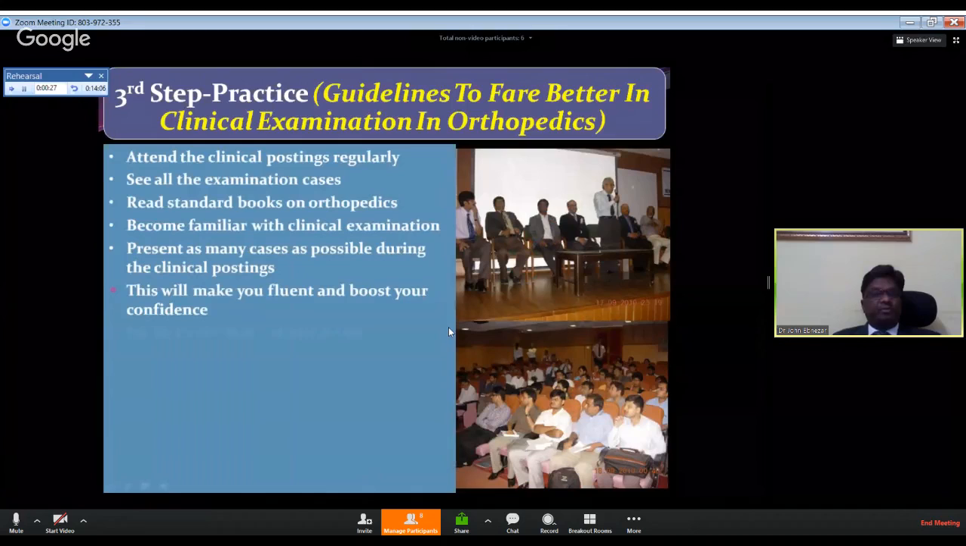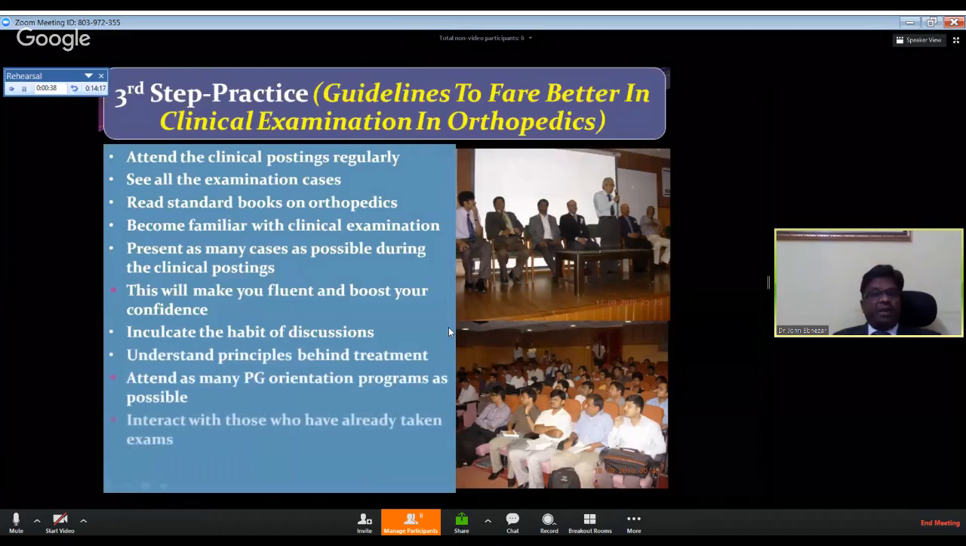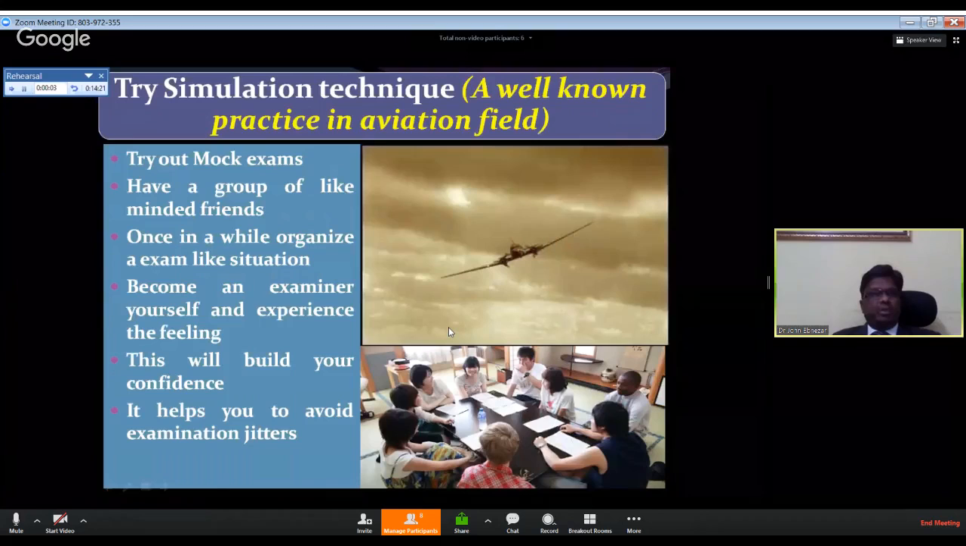Inculcate the habit of discussions. Understand the principles behind the treatment. Attend as many PG orientation programs as possible. Interact with those who have already taken the exams. Try out mock exams. Have a group of like-minded friends. Once in a while, organize an exam-like situation. Become an examiner yourself and experience the feeling. This will build your confidence. It will help you to avoid the examination jitters.